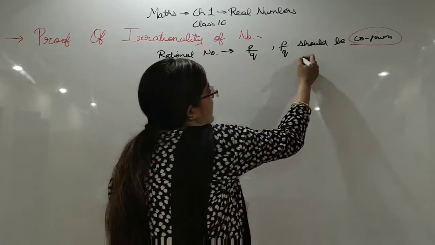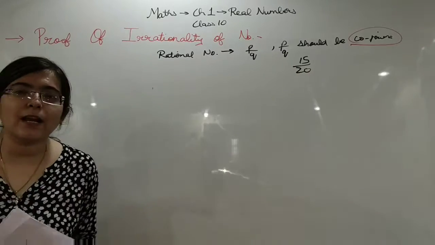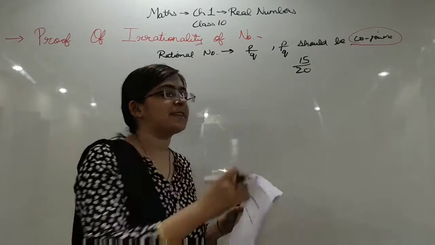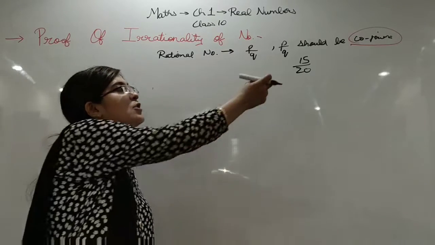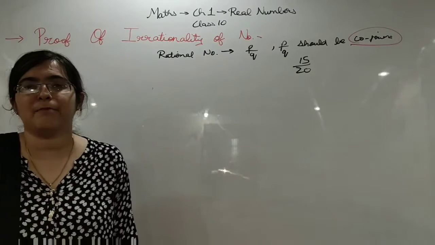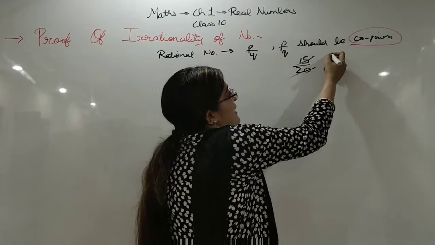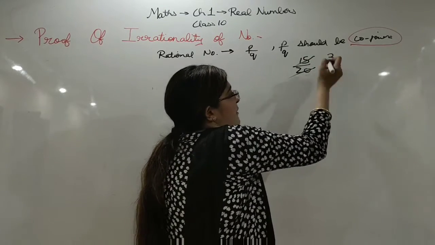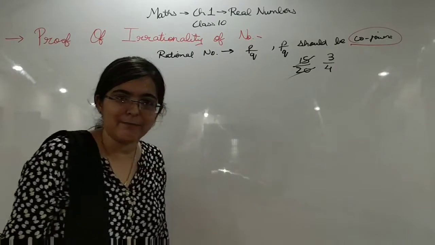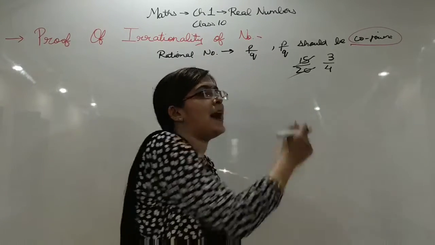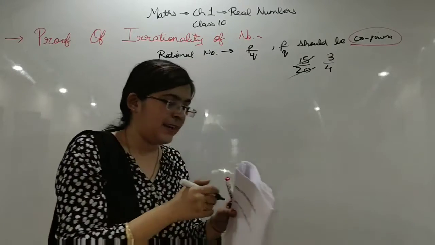If I have written 15 upon 20, you will say, ma'am, it is a rational number and they have a common factor 5. Yes, they have a common factor, but this is not the standard form of a rational number. The standard form will be the lowest form. When we divide by 5 and get 3 by 4, then it is the standard form, because 3 and 4 are co-prime, that means they don't have any factor in common.